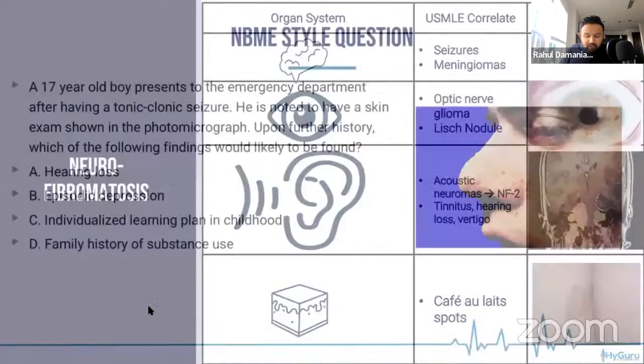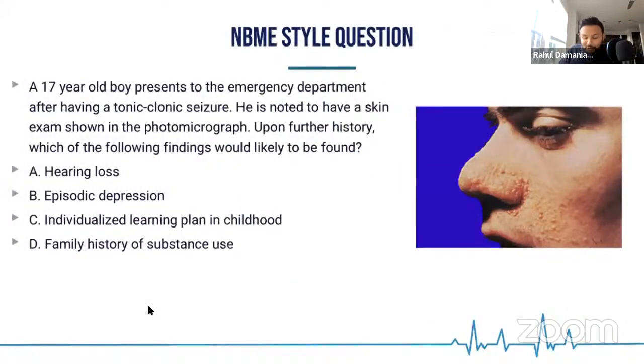Excellent. Let's go ahead and go through this question. A 17-year-old boy presents to the emergency department after having a tonic-clonic seizure, so some sort of CNS issue. He is noted to have a skin exam shown in the photomicrograph. So going through our strategy, this is going to be a gross pathology of the head slash face, and look for normal, abnormal, or asymmetry.